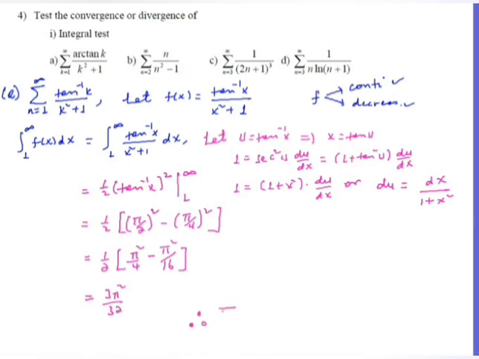Therefore the series k starting from 1 up to infinity of tan inverse of k over 1 plus k square converges.